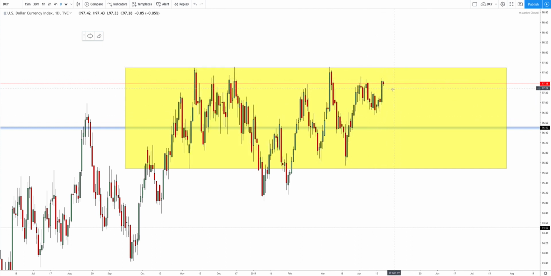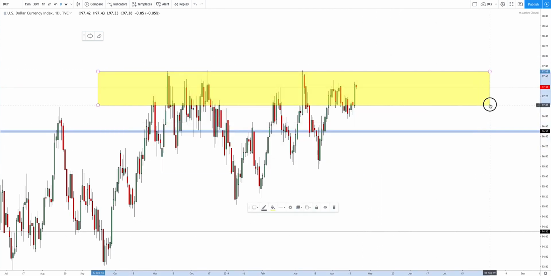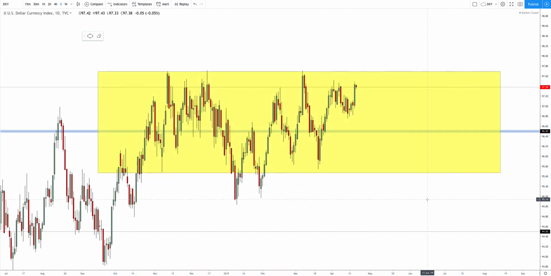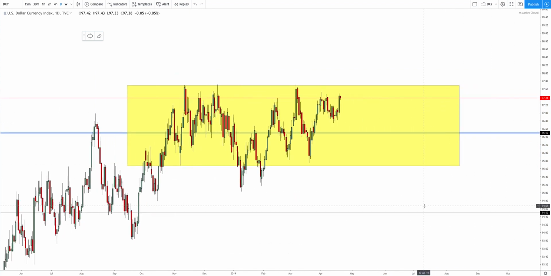Now I will be watching to see whether we can actually come up and retest the former resistance, which is obviously around this area here. But I'll keep this sort of range on for the moment, just so you can see it a lot simpler. But I will be watching price this week as we come up and retest around the top of this range.